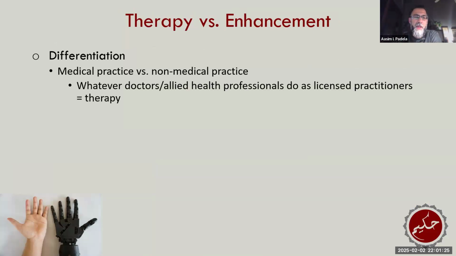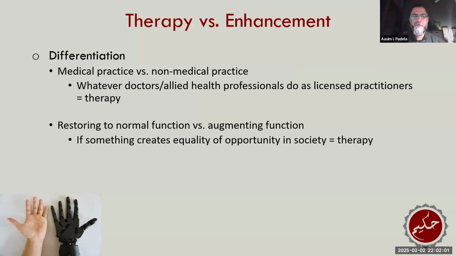The first one would be medical practice versus non-medical practice. Whatever doctors and allied health professionals do, that is medicine, that is therapy. What they don't do is enhancement. So that is bounded in what we have, as a social contract, decided is what we're going to do and we're licensed for, right? I'll give you an example. There are things in the United States that you cannot do, but if you were to go abroad, you can do as a physician and you're licensed to do. So each society would have a different social contract, and a physician in one place could be considered to be doing enhancement, but in another it is therapy.